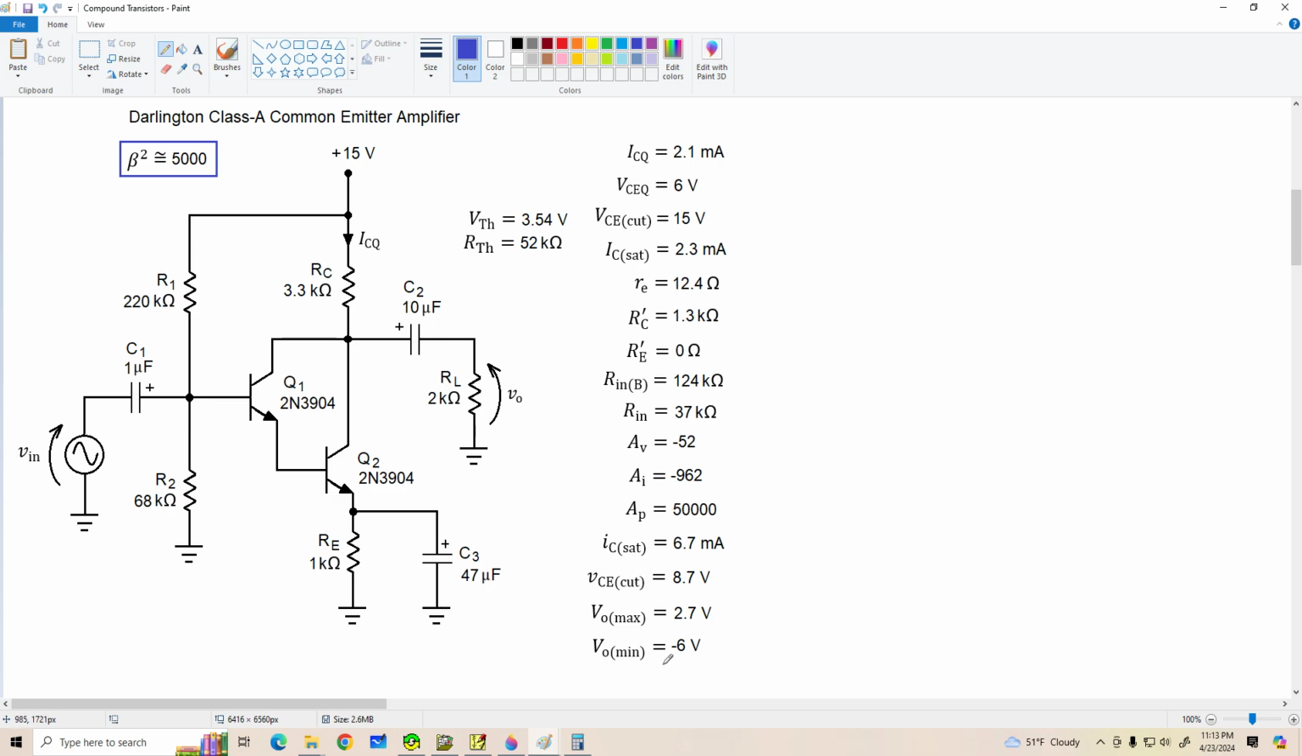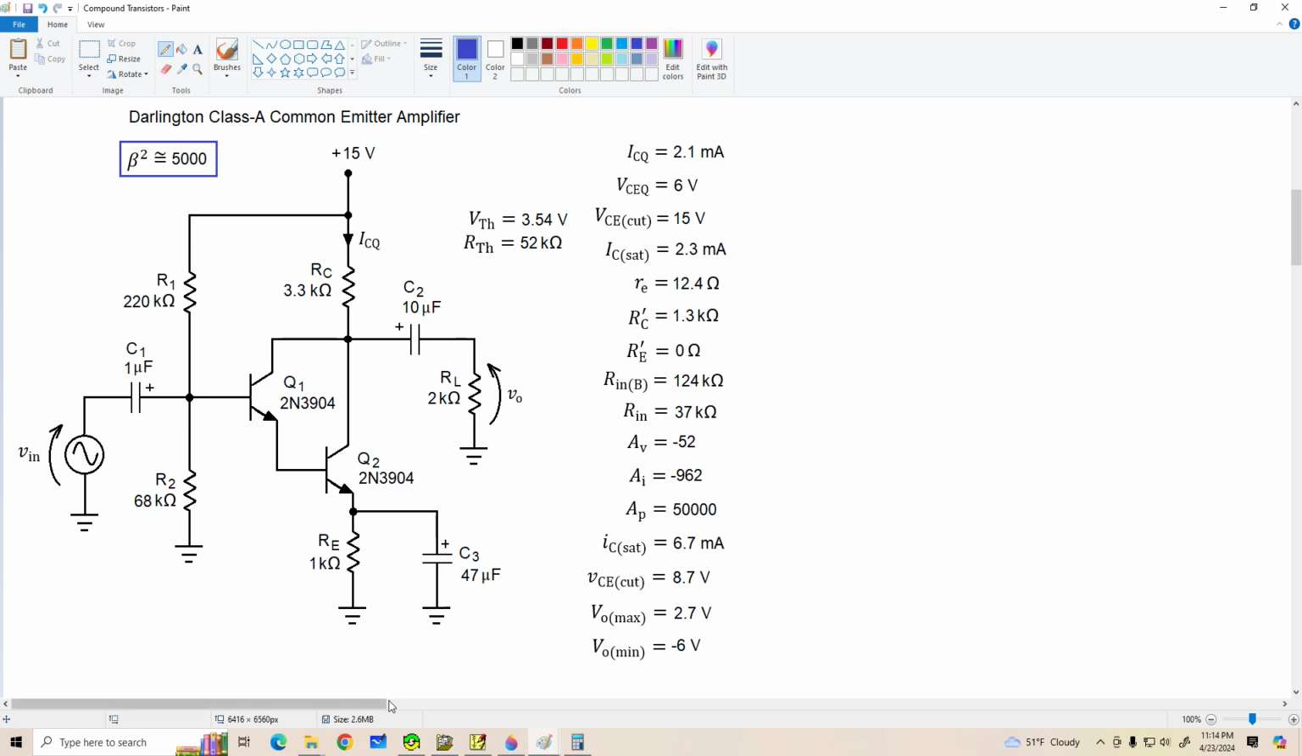And all these large signal values, IC SAT, VCE cutoff, VO max and min, these are computed the same way we did for any other Class A amplifier. So if you want to look back at a previous video to find this stuff, it's shown back there, and we've done it many times.